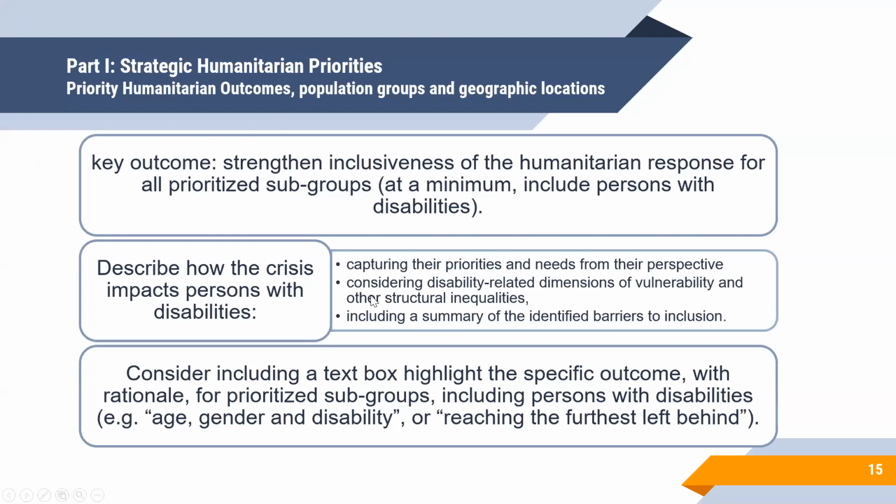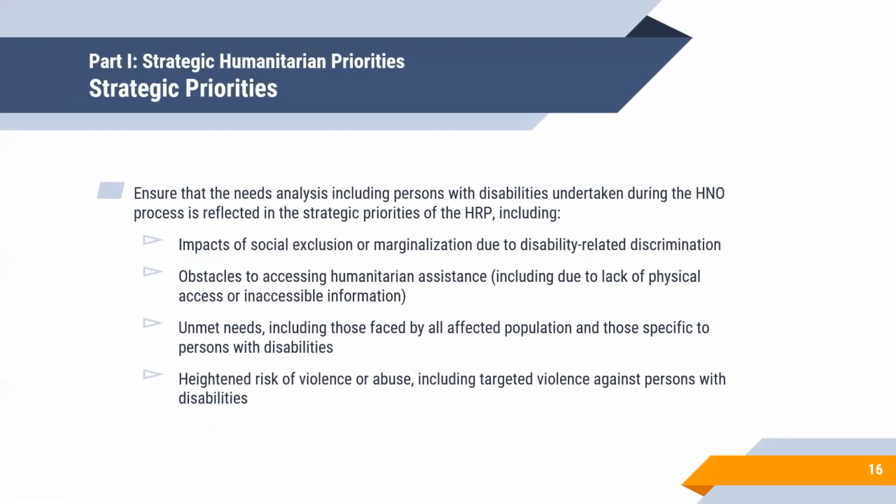And what we've seen as a good practice coming out in a number of HRPs is a specific text box that provides a space for a bit more detail on the situation of persons with disabilities and how they will be included in the response. But that text box doesn't necessarily have to be specifically on persons with disabilities. What we've seen in a number of HRPs are text boxes, say, for age, gender, and disability, again reflecting intersectionality, as Ahmed spoke about, or reaching the furthest behind. We've found that this really provides an important space for more detailed reflection on how to include persons with disabilities.